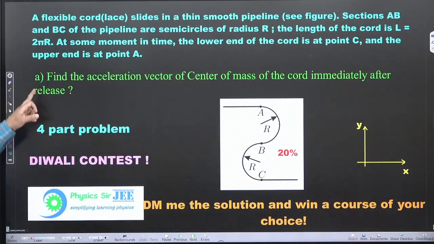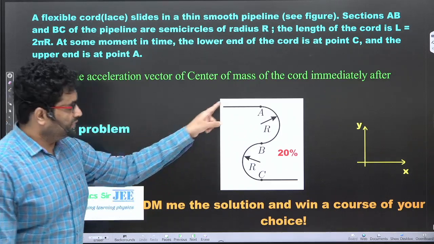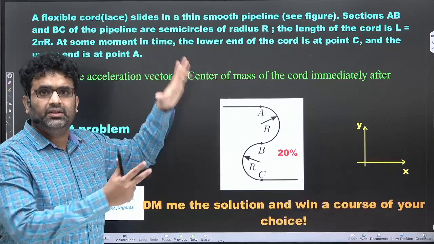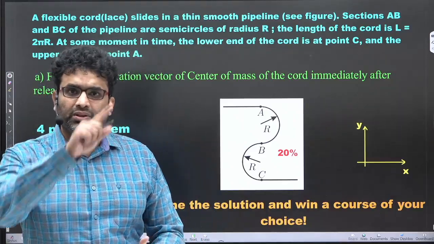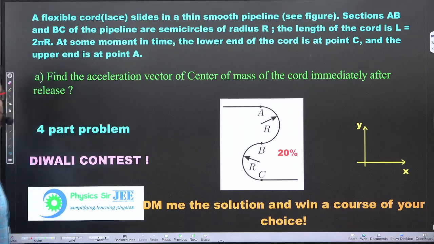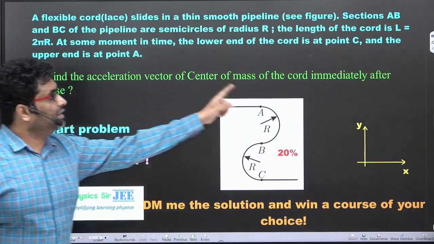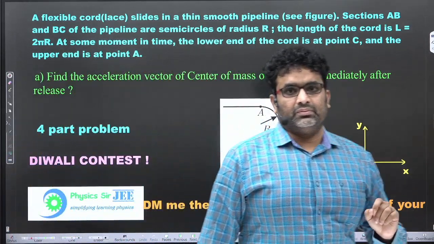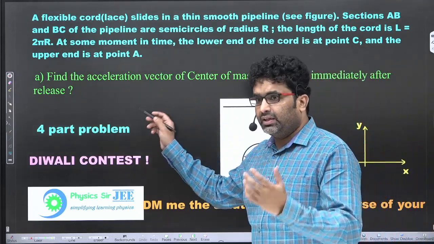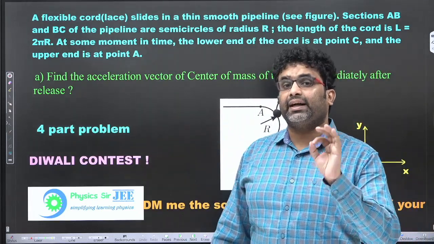This is the first part, part A I'm calling it. Immediately after release, this thing is at rest and someone is holding it, and immediately he releases it, and as it is a smooth pipeline, it's going to start moving. Immediately after release, find the acceleration vector of center of mass of the cord. Immediately after release, what is the acceleration vector? Now let's be very clear, I'm asking acceleration vector.